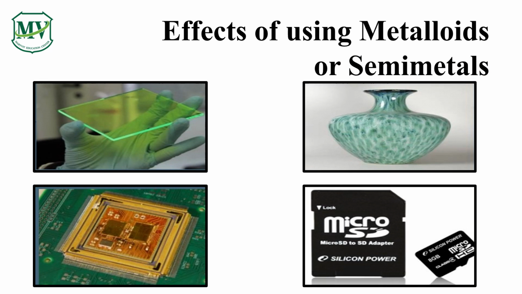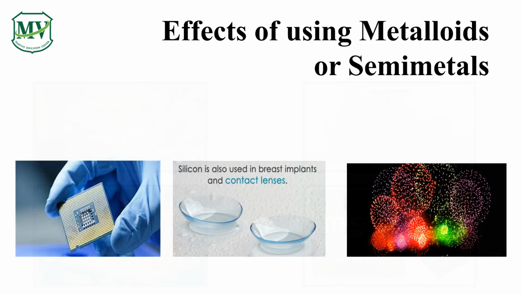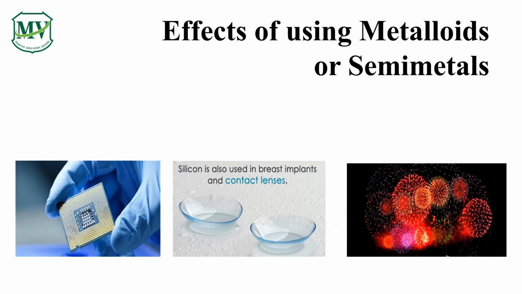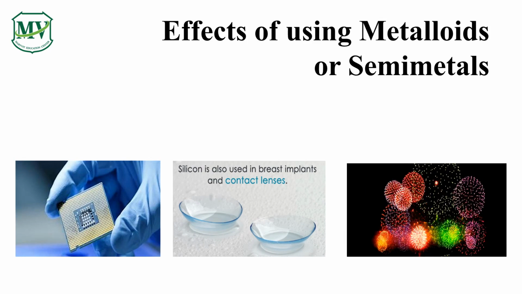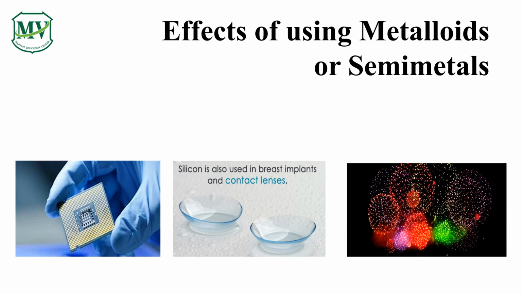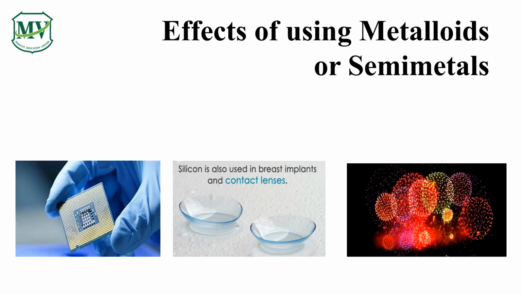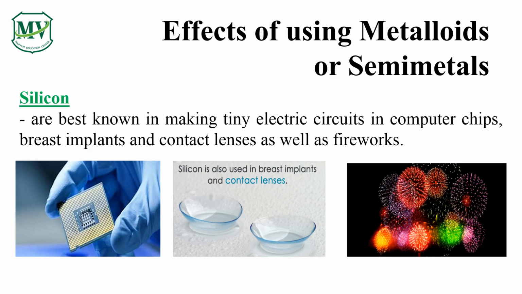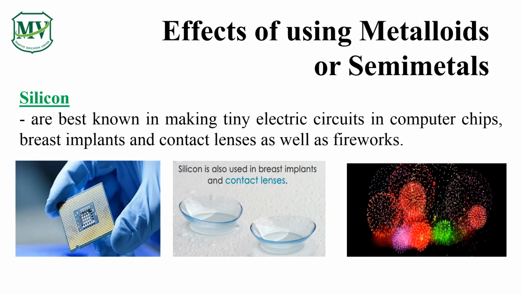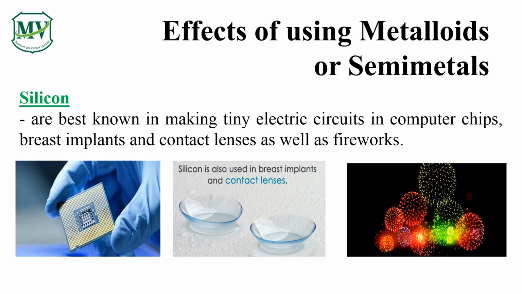We are done with the important uses of metals and nonmetals in our lives. But there are still some elements that you might not encounter or want to encounter during your daily activities. Let's explore the uses of metalloids in our lives. I'm sure you've seen computer chips, contact lenses, and fireworks. Do you know what they are made from? Wonderful! They're made from silicon. But aside from these uses, silicon is also used in breast implants.